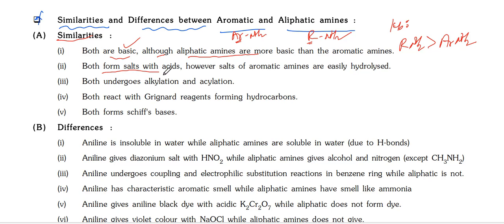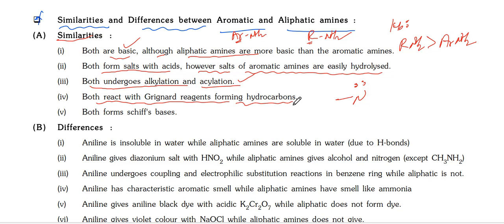Both form salts with acids. However, salts of aromatic amines are easily hydrolyzed. Both undergo alkylation and acylation, क्योंकि इसके ऊपर लोन पेयर है. ठीक है, alkylation भी होता है उसके ऊपर, acylation भी होता है. Both react with Grignard reagent, form hydrocarbons. Both form Schiff's base. ये कॉमन पॉइंट्स हैं, 5 पॉइंट्स.